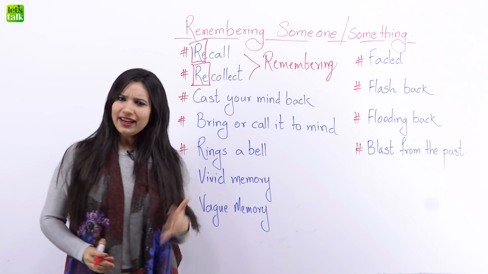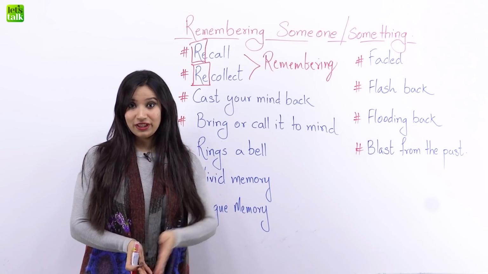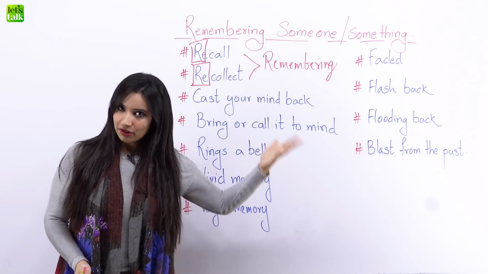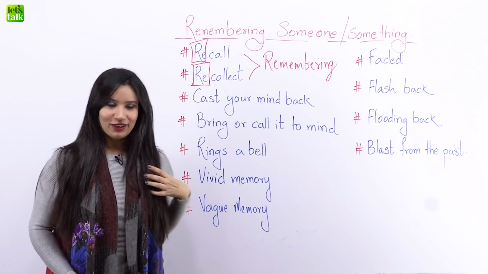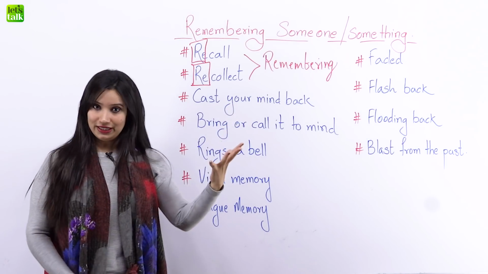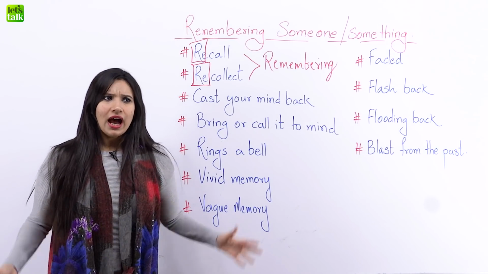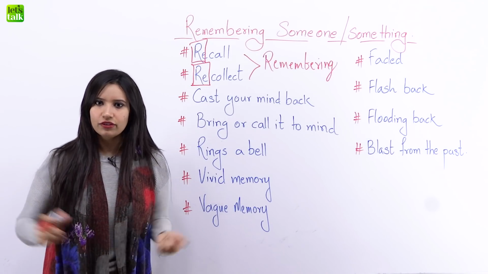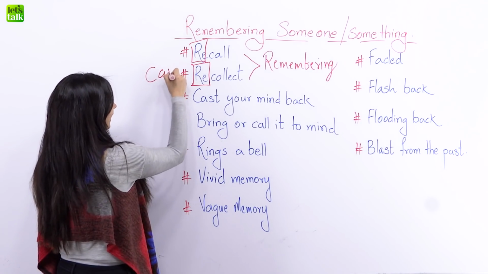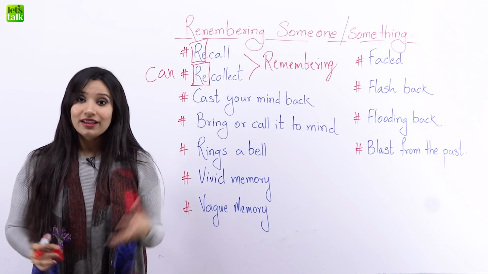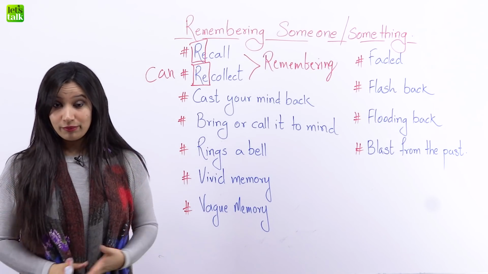So you could say, I can recall that Emma had long brown hair. This way you are saying that I can remember that Emma had long brown hair, but you're trying to replace it by the word recall. The next word that we have is recollect, and as I told you, this can also be used as an alternative for remembering. You could say, I can't recall his name, which means you cannot remember his name. Now, as you've seen, we are using can with these two words, which means that these two words are an ability, whether you can remember something or you cannot remember something.